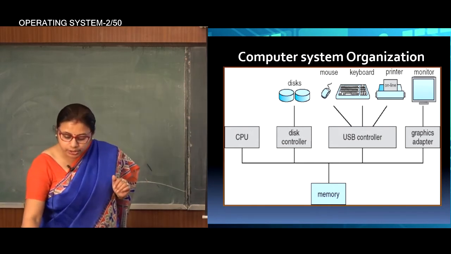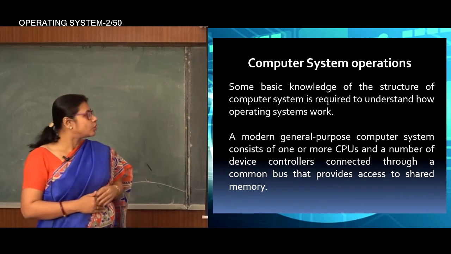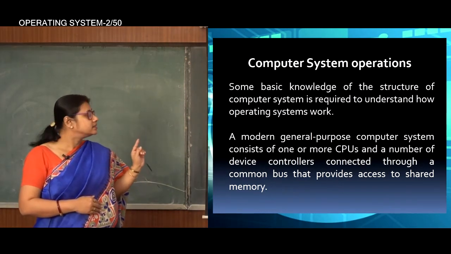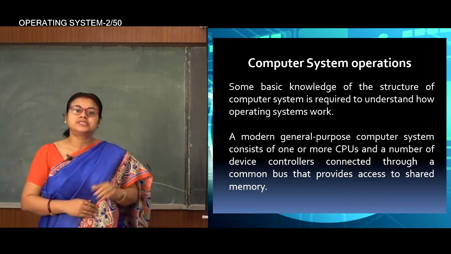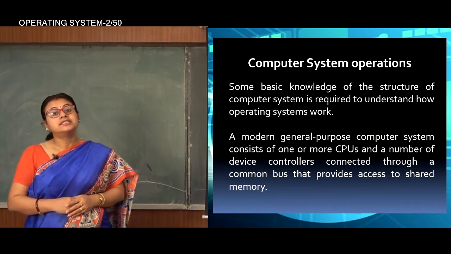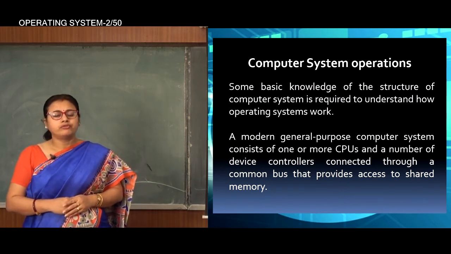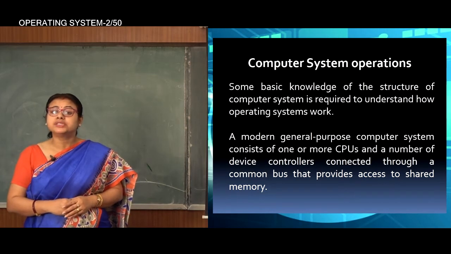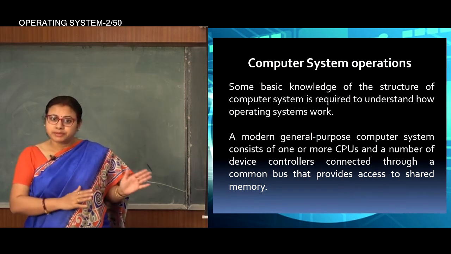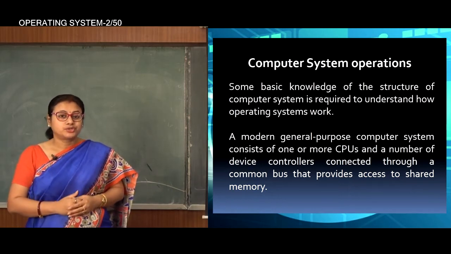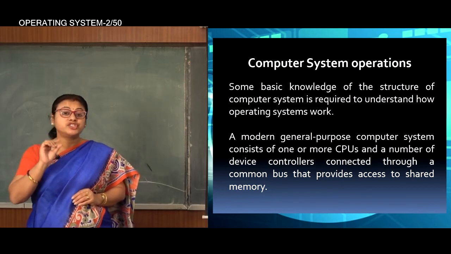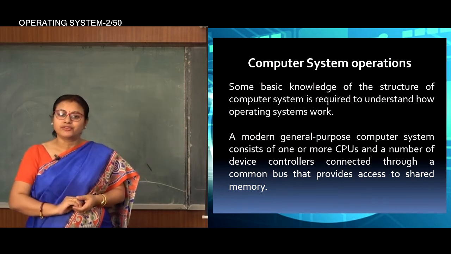Now, coming back to the definition of computer systems operation, a modern general purpose computer system consists of one or more CPUs. Now, what is the CPU? CPU stands for Central Processing Unit. For a novice user, if you ask what is a CPU, generally he understands the big cabinet beside the monitor. Actually that is not the CPU. CPU is a small chip which is embedded inside the motherboard of your computer.